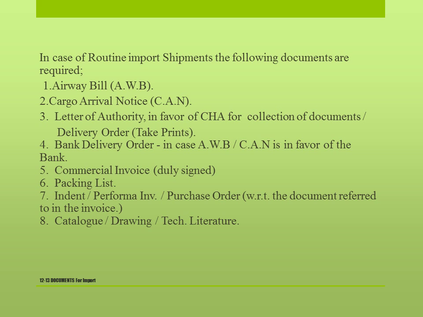In case of routine import shipments, the following documents are required: airway bill, cargo arrival notice, letter of authority in favor of CHA for collection of documents, delivery order (you can take the prints), bank delivery order in case airway bill or cargo arrival notice is in favor of the bank, commercial invoice duly signed, packing list, indent, pro forma invoice, purchase order with reference to the document referred to in the invoice, catalog, drawing, technical literature.